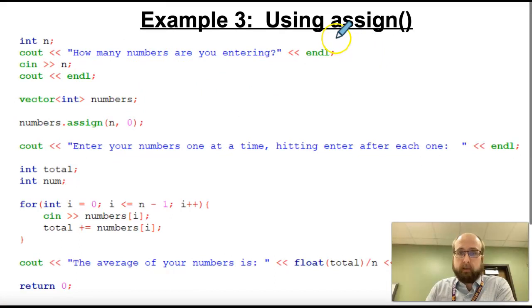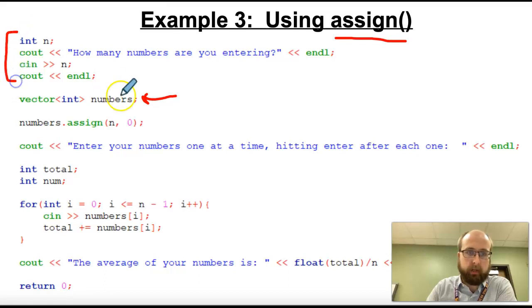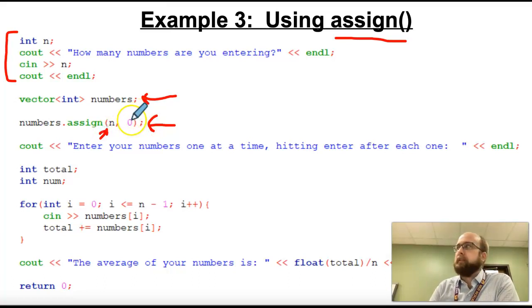The other way we could do this is using the assign function. Remember, the assign function fills the entire vector with a value. I would not do that for this particular program, but there are times when you have to do that. So again, I'm creating my vector right here. I ask the person how many numbers they want to put in, and then I create the vector. Then I'm going to use the assign function right here, because that is going to tell me how big I want the vector to be. And in this case, I have to say what I want to put in there. So I'm going to fill it with zeros.